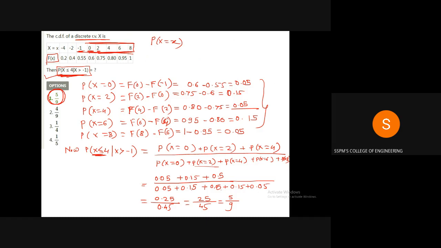So you have to remember this, okay? When F of x is given and when p of x is given, that is how you find the values of p. So you have to subtract the next F of x from the one before it. The difference is p of x.